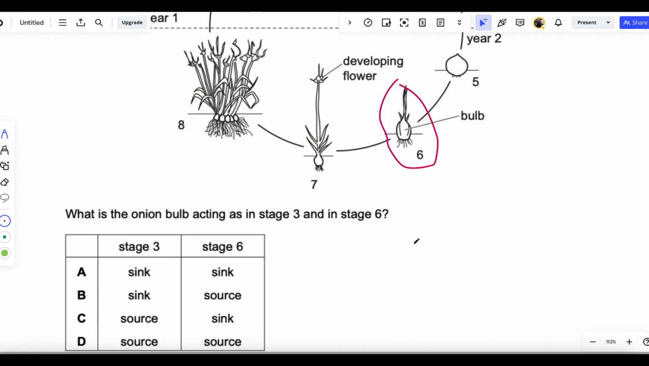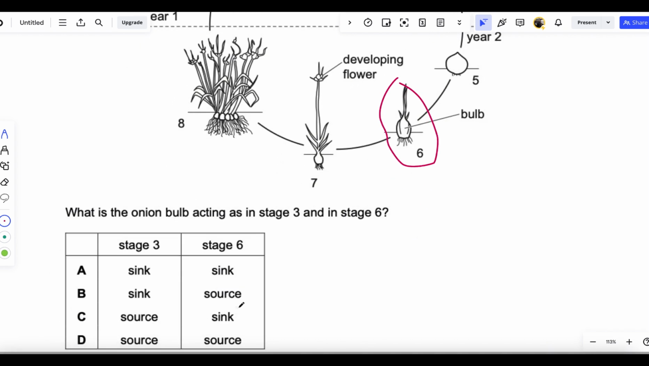Now, A is sink and sink. No, it's not sink and sink. B, sink and source. C, source and sink. The answer is between B and C. So we go to look at which option. It's not source and source. It's not sink and sink. You know the meaning of source, right? The point of manufacture. Sink is the point of usage. The point of usage. Okay?